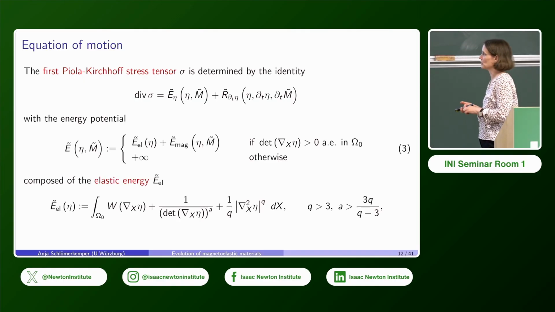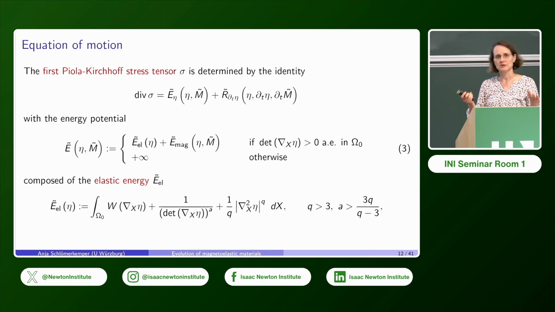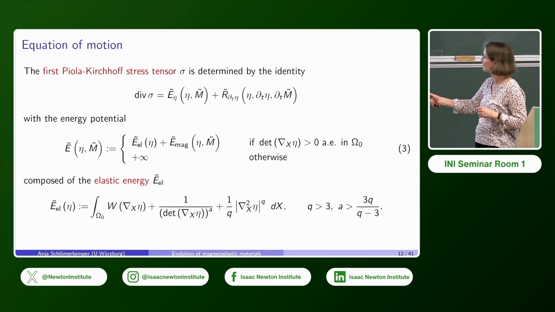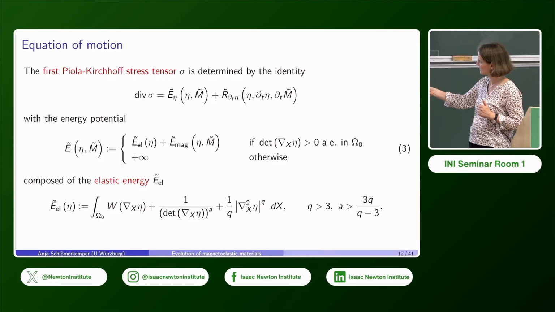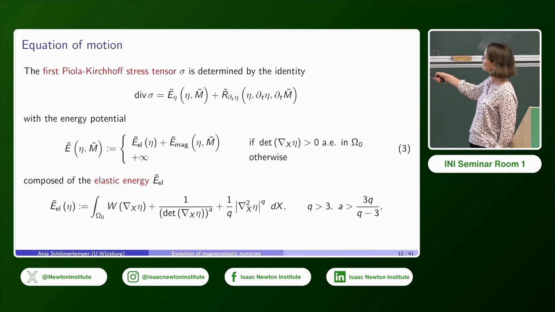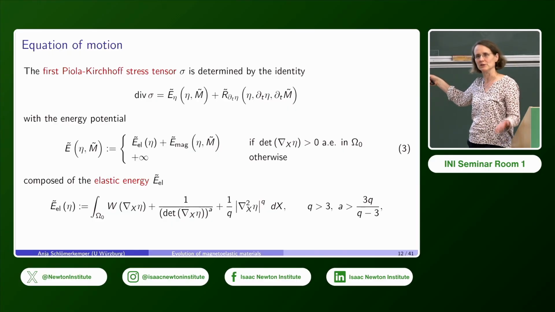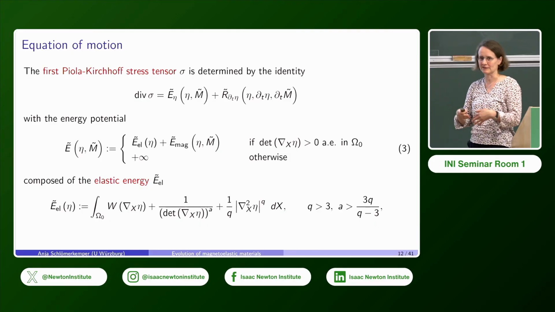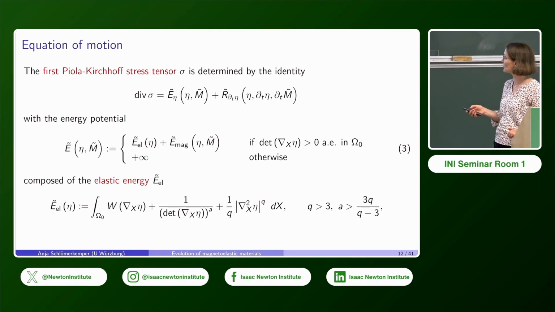What is the energy potential? The energy potential is the sum of the elastic contributions and the magnetic contributions. And just for mathematical reasons, we say whenever we have the determinant of the deformation gradient being bigger than 0 almost everywhere, then we have this contribution. Otherwise, it's infinity, meaning we cannot have infinite compression.